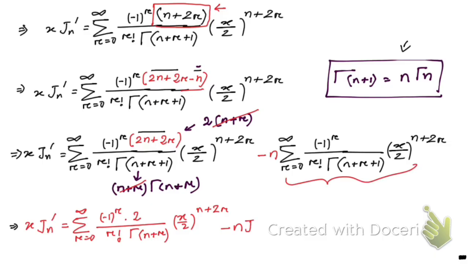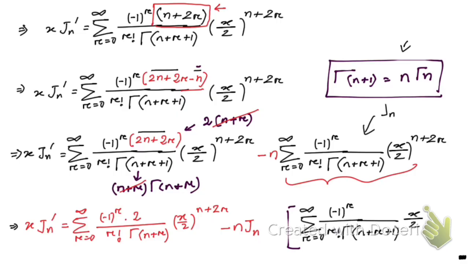So here you see this is Bessel's function. Here you can see this is nothing but Bessel's function, so we can write Bessel's function Jn, right? Since this part is nothing but Bessel's function, this can be replaced by Jn, right? This is Bessel's function. So that is what we have done, right? So hope you have understood this.